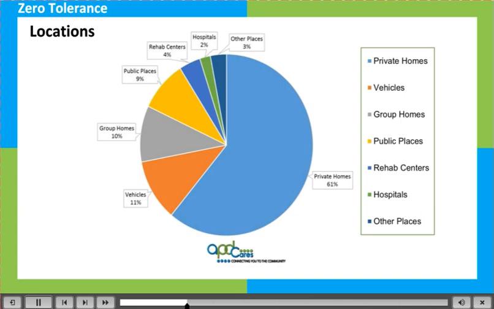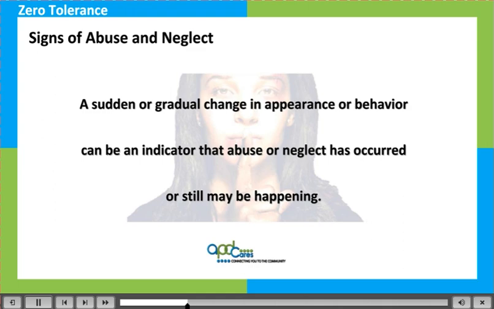Turn to page 35 in your Participant's Guide. Signs of abuse and neglect. As you work with someone with a developmental disability, pay close attention to any changes in appearances or behavior. Sudden or gradual changes may be signs that abuse or neglect has occurred, or may still be happening.